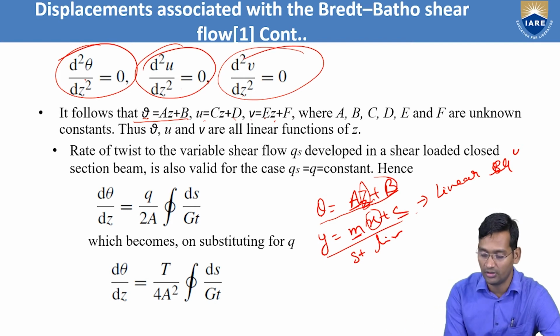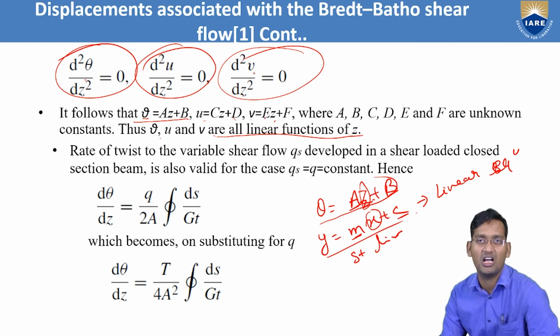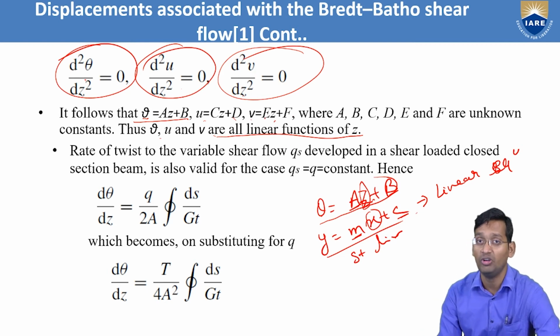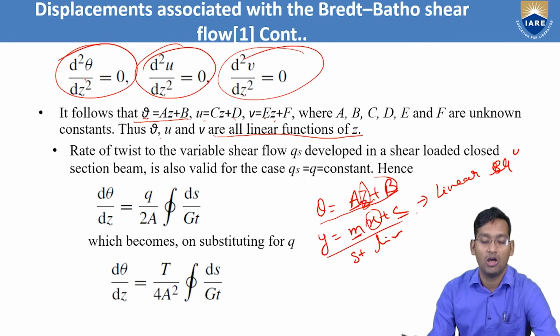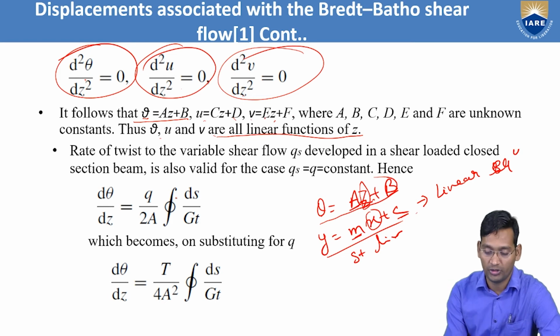That's why it is given that θ, u and v are all linear functions of z. So θ is a linear function of z, u is a linear function of z, and v is a linear function of z. Now the rate of twist. Earlier also we had seen this, now by Bredt-Batho.